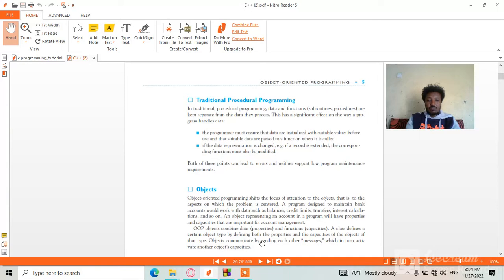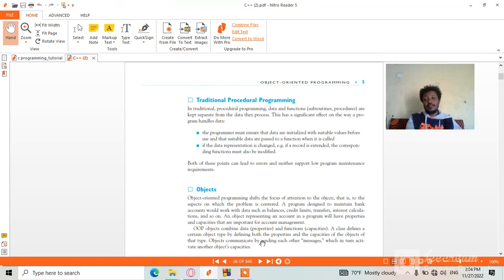In traditional procedural programming, you may have data and you may have functions. We can define two things: the first is data, the second is functions. These data and functions have subroutines and procedures. Subroutines, what type of subroutines?